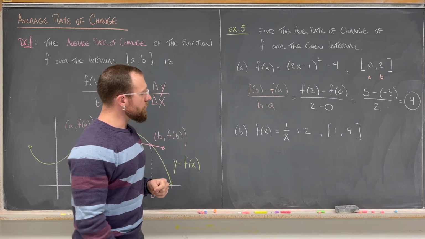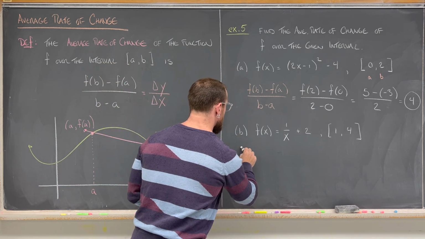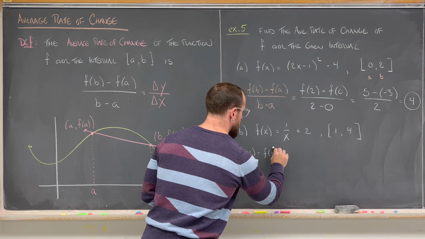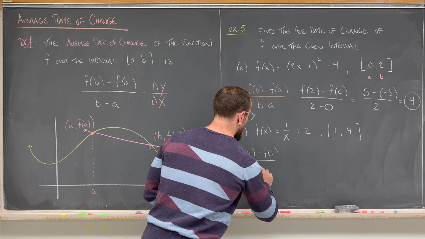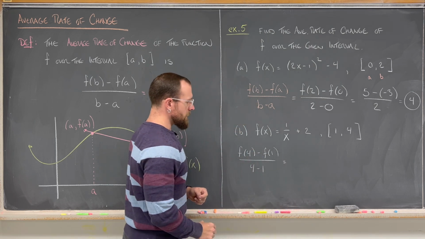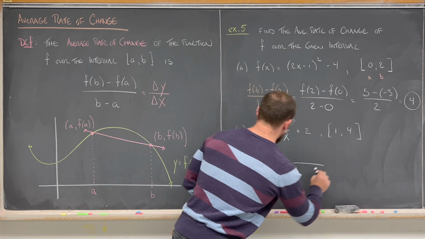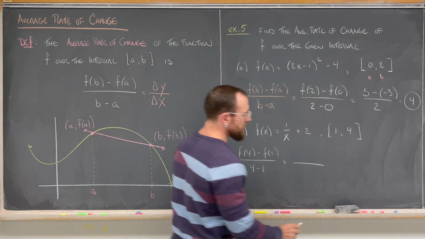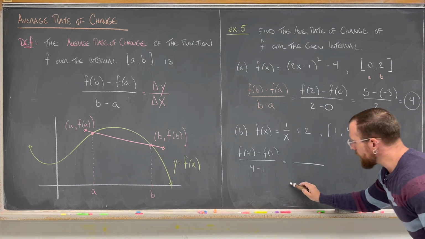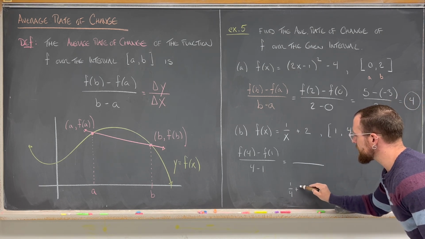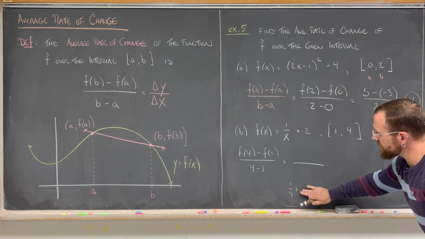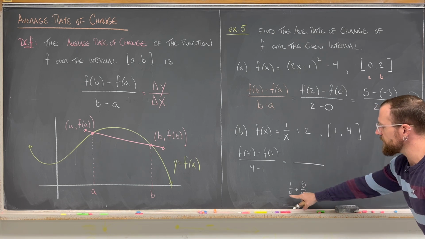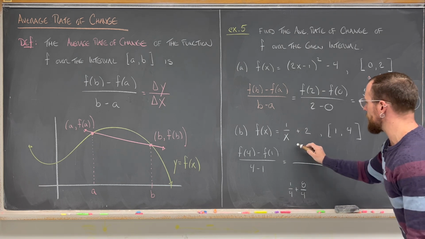In this example, what do we have? Well, it's going to be very similar. It's going to be f of 4 minus f of 1 divided by 4 minus 1. Okay, so what is that? F of 4 is 1/4 plus 2. Maybe just off to the side here I'll say, okay, 1/4 plus 2. Well, if you rewrite 2 using the denominator of 4, it's 8 over 4. This is 1/4 plus 2, and that's 9/4.